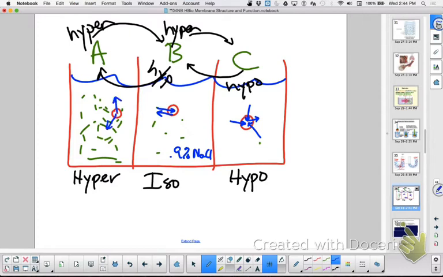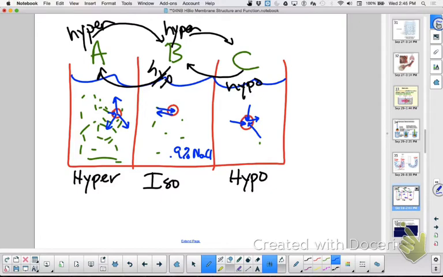Is any water going to be flowing in? Yes, but not as much as flowing out. So this cell will shrink. Would a plant cell shrink? No, why wouldn't a plant cell shrink? Cell wall. Could it pull away from the cell wall? Yeah, what's that called? Plasmolysis. Do you remember that when it pulled away?